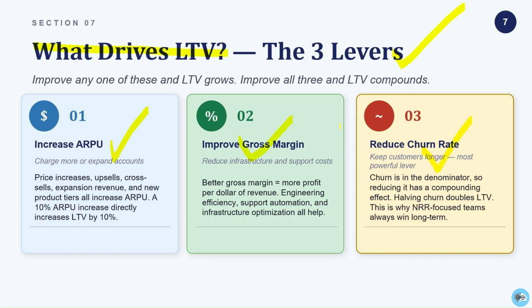Next one is reduce churn. Here we are trying to reduce the customers who are exiting our business. So we should do some strategies or tactics so that the current customers stay with us for a very long time. This will help us increase our LTV value. On the other hand, it will also help us with better NRR and GRR as well.